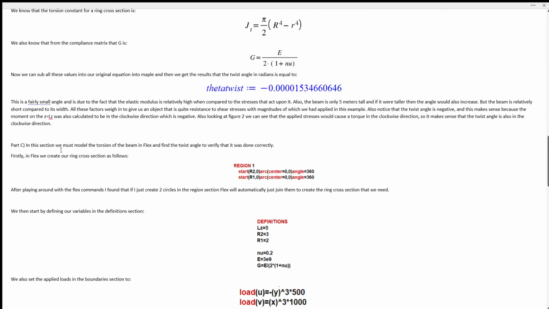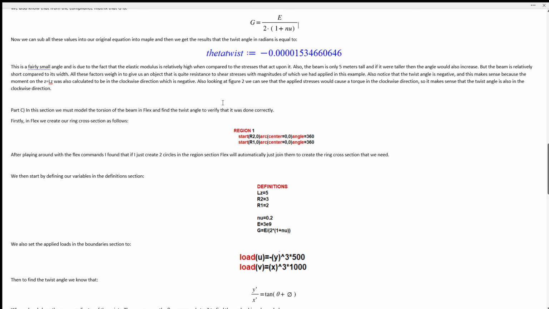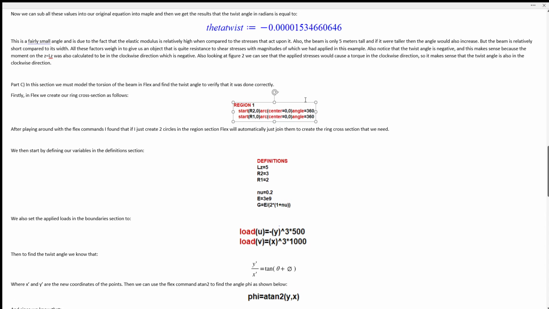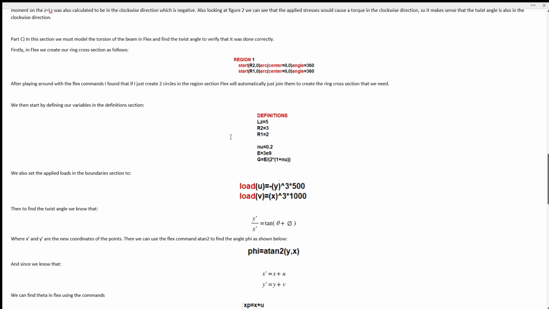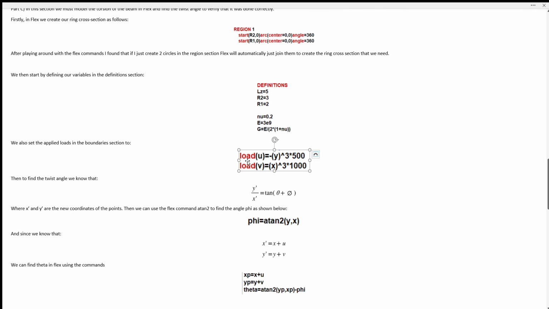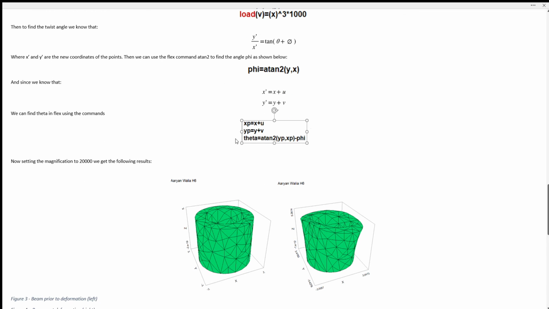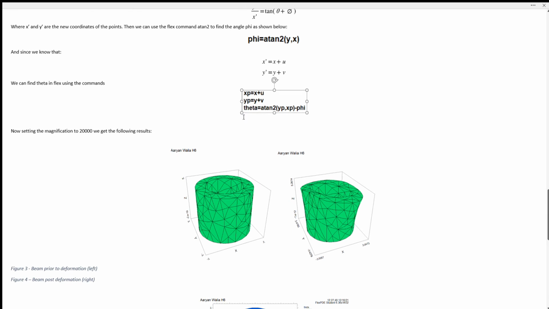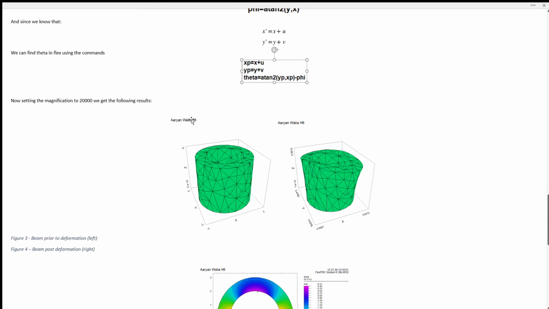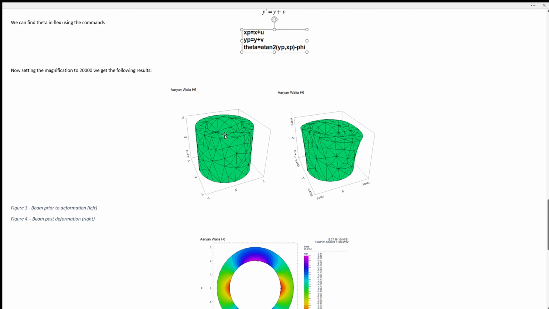And for part C, what we need to do is find the twist angle in Flex. So this creates our cylinder. It was given in the question. We just define our variables here, define the loads, and then we use this to find phi, and then we define x prime as the original x plus its displacement, and similarly for y prime, and then we just rearrange this twist angle formula to get theta, and then we just let Flex solve for it, and we did a magnification of 20,000, and the results we got are shown here.